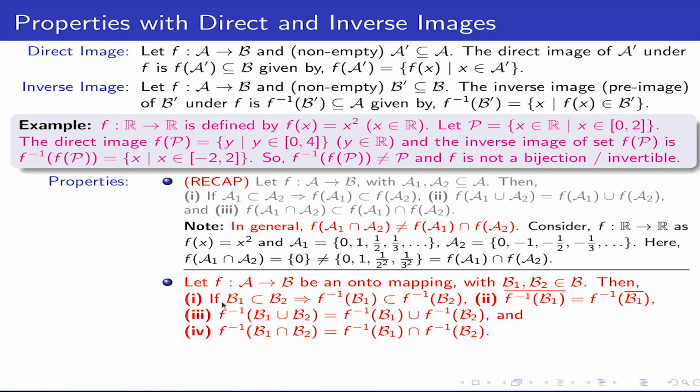Now it's an onto mapping. So for every b in B1, there must be an element a in the set A which associates with this b in the set B1. So I can get F inverse of that b to get my a. So therefore my a belongs to F inverse B1, and then a also belongs to F inverse B2, which means that F inverse B1 is a subset of F inverse B2. So you see why I need an onto function here.